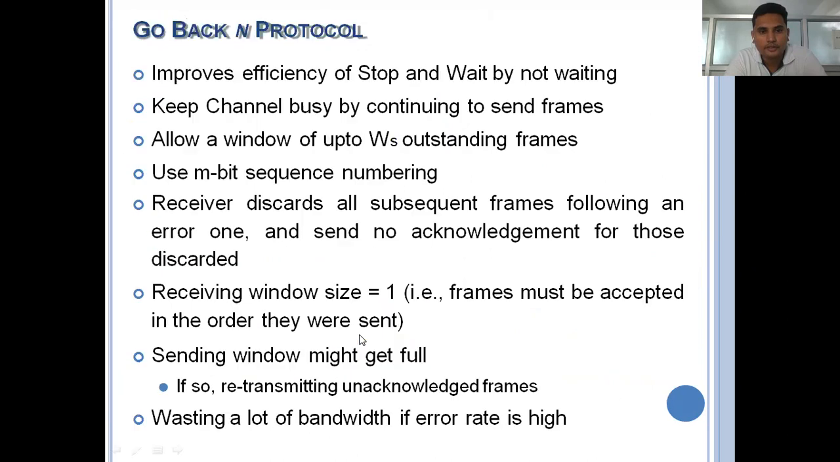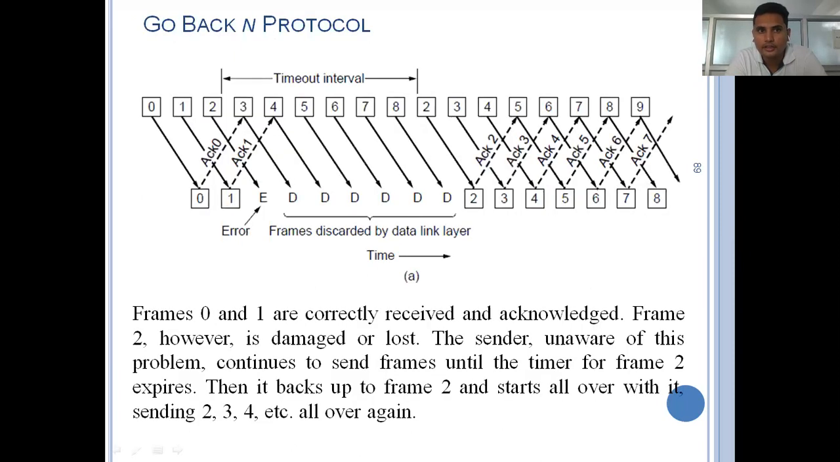Here what we have to discuss is the receiving window size 1, and the sending window might get full. If the sending window gets full, retransmit the unacknowledged frames, wasting a lot of bandwidth if the error rate is high. This is a go back N protocol example. So 0 transmitted and 0 acknowledgement received, then 1 from the sender side, and 2, 3, 4, 5, 6, 7, 8, again 2, 3. Now here acknowledgement 2, then acknowledgement 3, 4, 5, 6, 7.